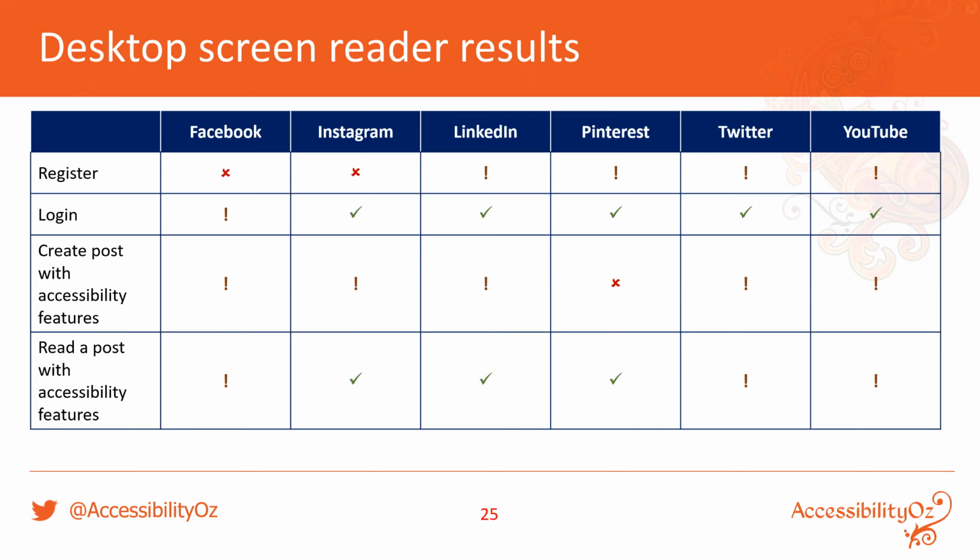Instagram, he got through some of the registration process, but then got to a page that just said, sorry, something went wrong, and he couldn't move any further. And then also when it came to reading a post, sometimes the next button couldn't be accessed by the screen reader. LinkedIn, the field labels are very unclear, which made registering difficult.